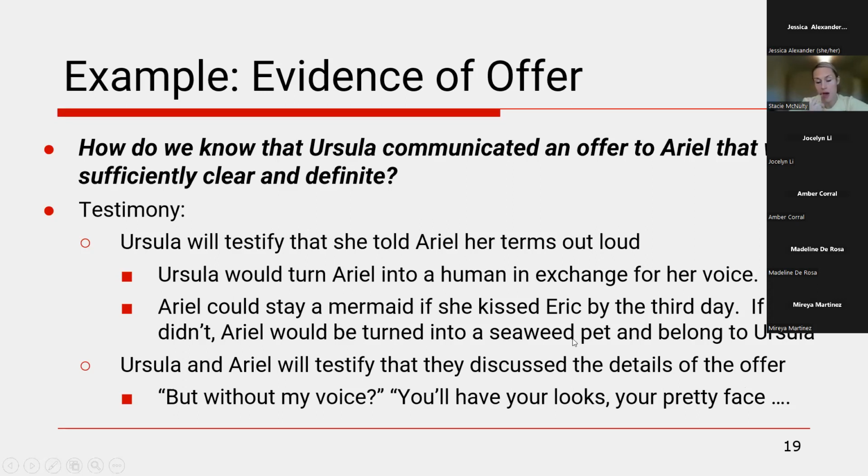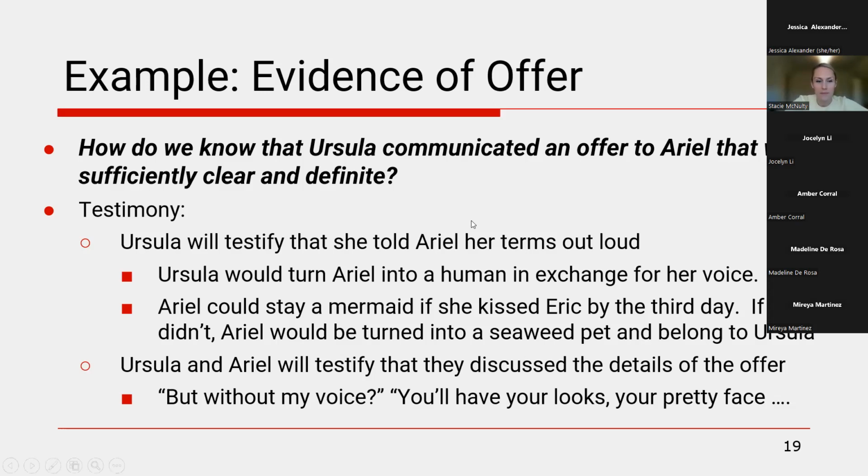I would also think about, when Ariel comes on the stand in the defendant's case, I would ask her too, did you discuss the details of the offer? Because that tells me that she heard them. They were on the table. So if in the movie, you hear Ariel say, but without my voice, and Ursula says, you'll have your looks, your pretty face, it's clear that Ariel understood. And that was part of the offer, that she would have to exchange her voice.